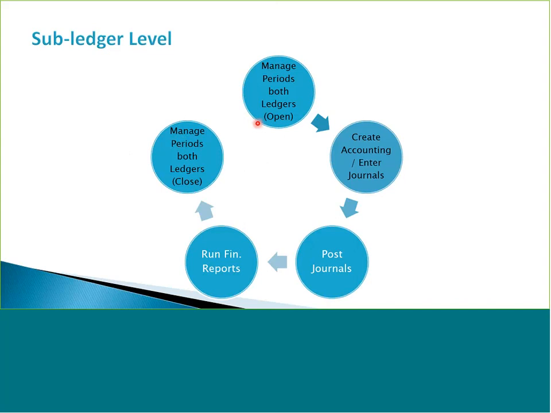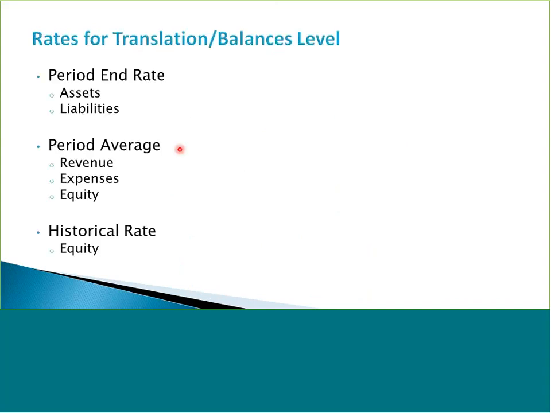This is how the GL monthly cycle will look like with the subledger level. We open periods for both the primary and the reporting currency ledger. We import or enter journals from the subledger modules, or enter journals directly to GL, we post those journals, and then we can run the financial reports, and then we close periods for both ledgers.